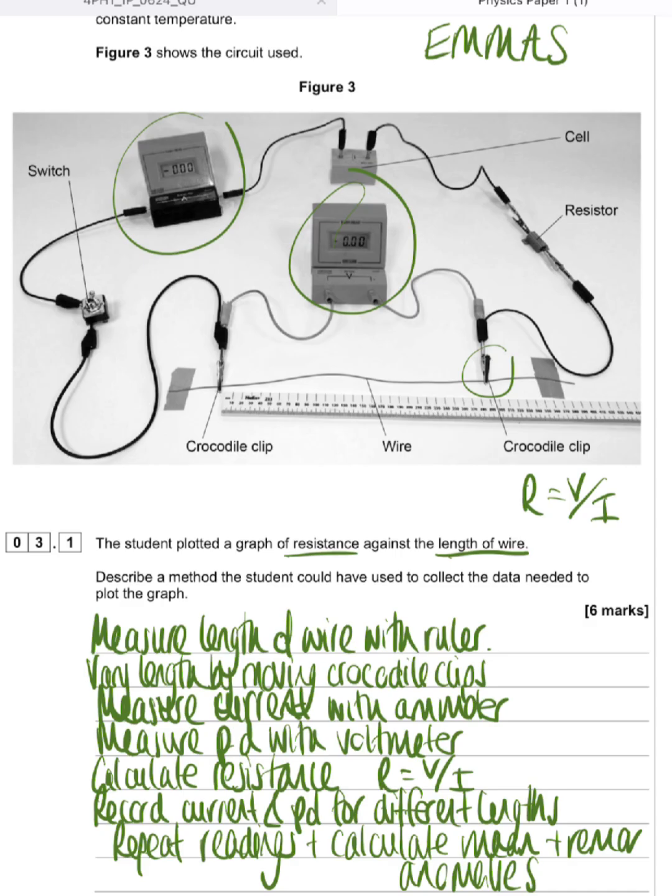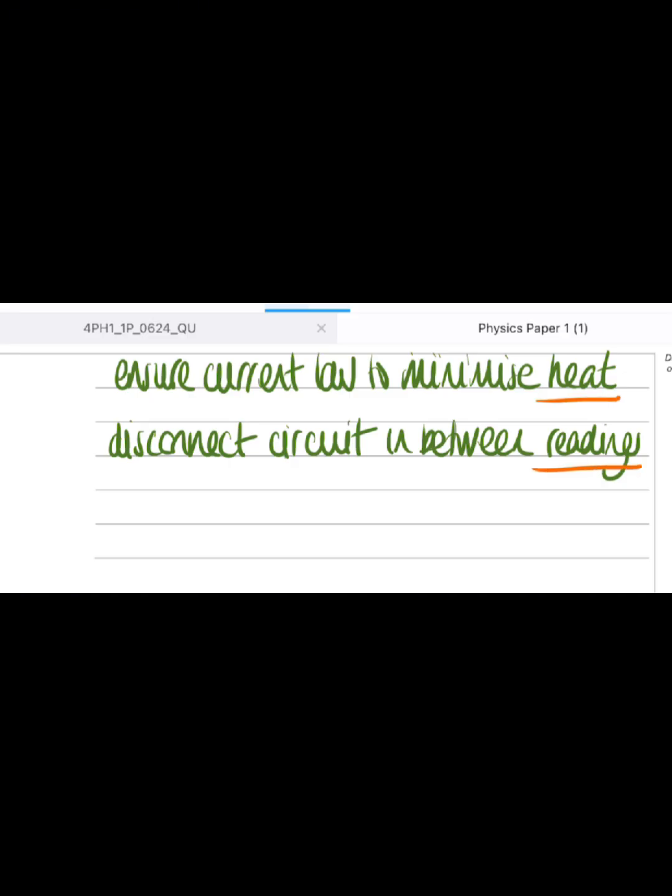So if we just check it off against our EMMAs, we can see we've got our equipment. We can see we've got our measurements. We can see we've got our analysis. Our method, well, these are the steps we're going to take to do this. And then our safety, which is also part of our method, is this idea of minimizing the heat, because that will reduce the chance of burns.